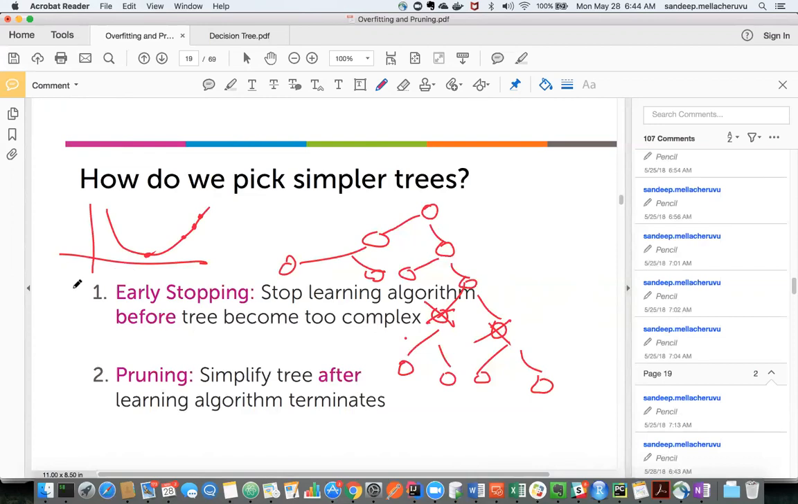Is this point clear? How do we prune the tree?